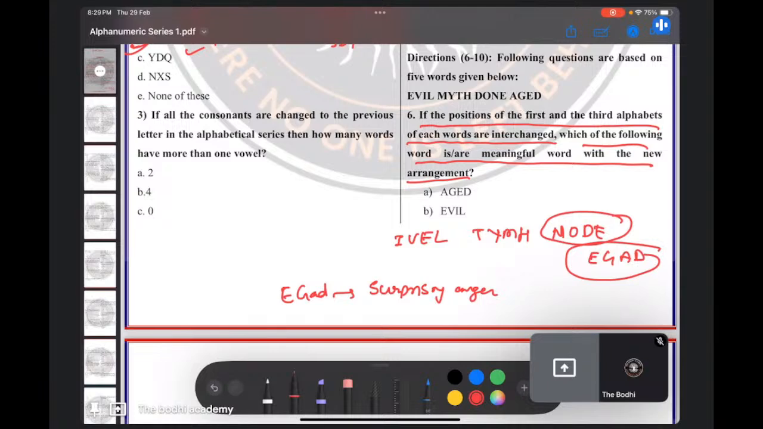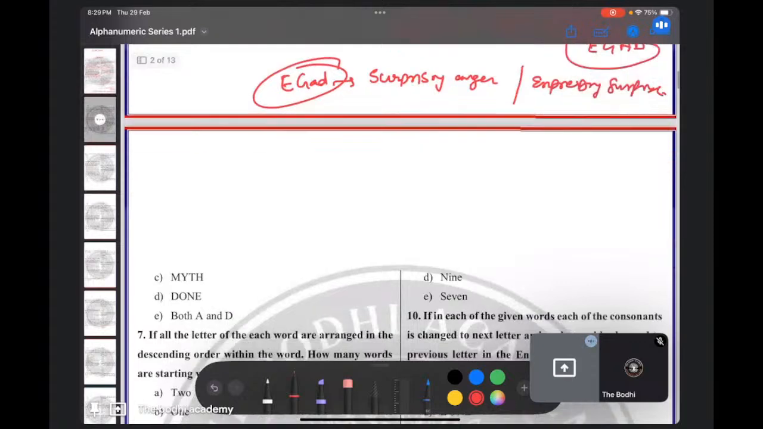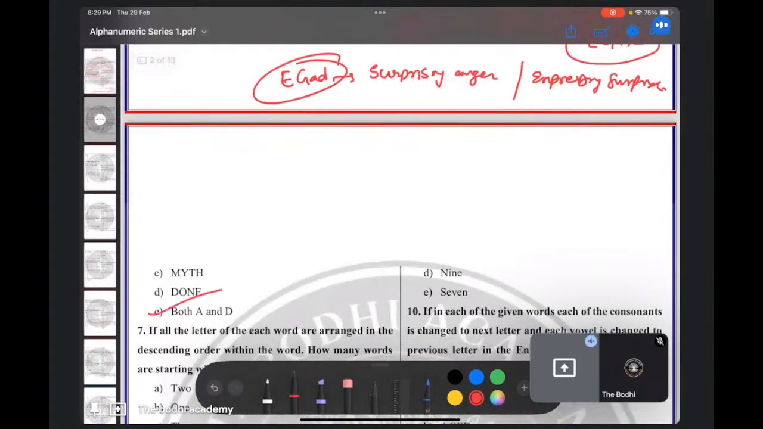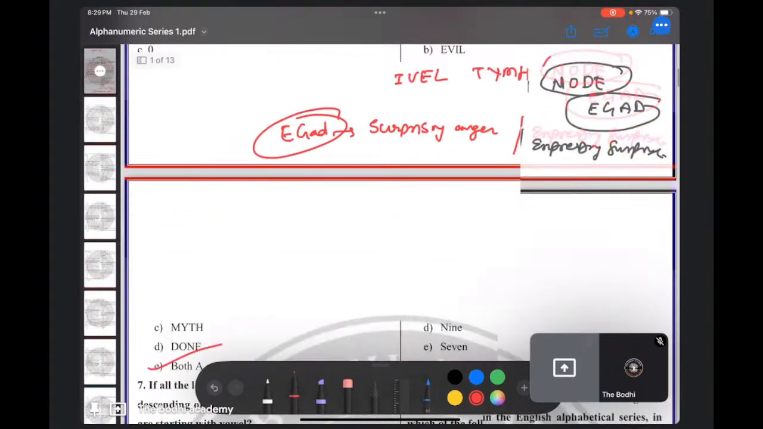Surprisingly, they are angry or they are expressing something in a surprised way. These are called egad. For that, you have to be very firm with your vocabulary, it has to be good. So in this option, node and egad. Node means done and egad means aged. So let us see both option number A and D. That is done and aged.